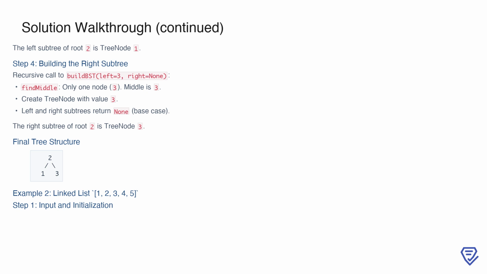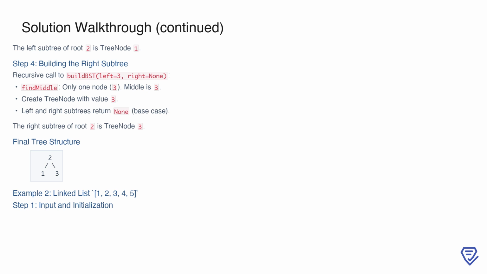This makes the node with value 1 a leaf node and the left child of the root node 2. Next, we focus on building the right subtree for the root node 2. The range for this subtree is defined by left equals 3 and right equals none. Since this range contains only one node, the middle node is 3. A tree node is created with the value 3, and both its left and right subtrees return none due to the base case. This makes the node with value 3 the right child of the root node 2.